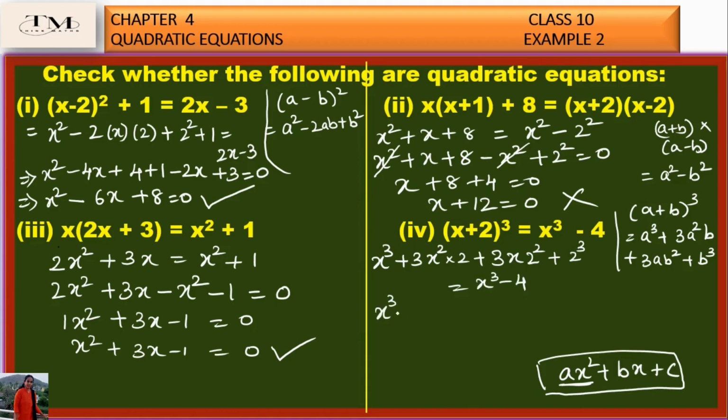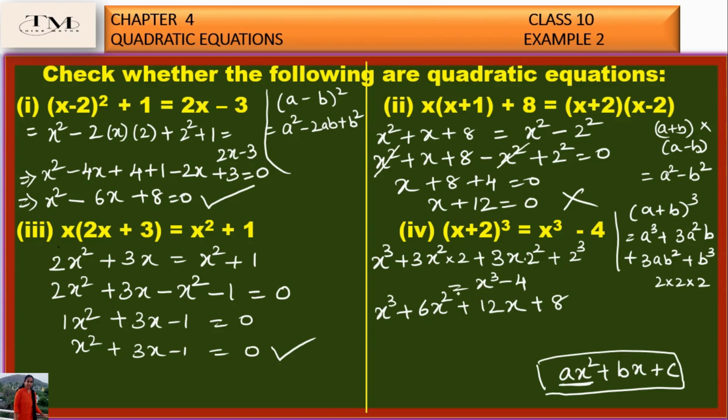So x cube plus 3 into 2 is 6, so 6x square, plus here 2 square is 4. So 4 into 3, 12, 12x. Usually while writing an equation, first write the number term, okay, then write the variable. So here the number term is 2 square. 2 square is 4. 4 into 3, 12. So 12x plus 2 cube. 2 cube means 2 into 2 into 2. So 2 into 2, 4. 4 into 2, 8. 2 cube means you have to multiply 2 three times, 2 into 2 into 2. So plus 8.